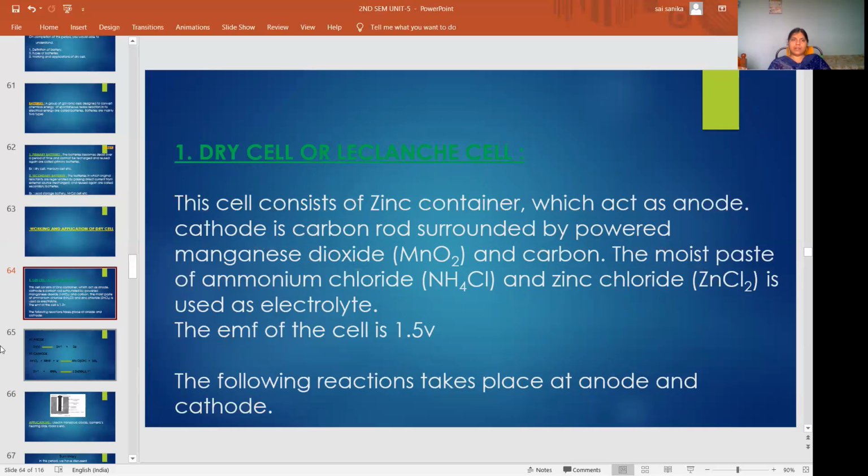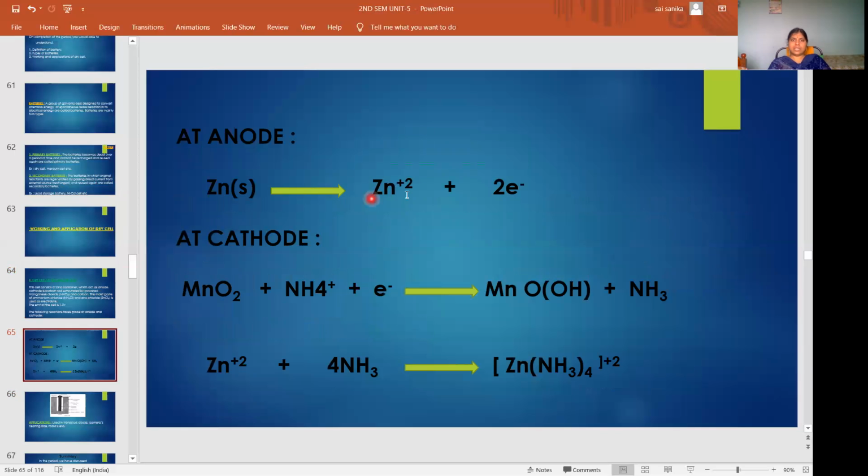So zinc itself undergoes oxidation, that is Zn gives Zn plus 2 plus 2 electrons. It is giving the electrons, so it is oxidation. Then at the cathode, reduction. So which is undergoing reduction here? MnO2, manganese dioxide. It is taking one electron and taking one hydrogen from the ammonium ion. It is converting into MnOOH plus ammonia. As this ammonia gas is explosive in nature, it is trapped by the Zn plus 2 ions and forms a zinc complex. Okay.